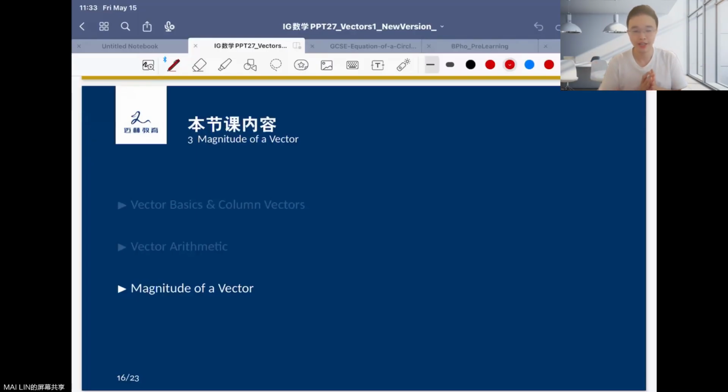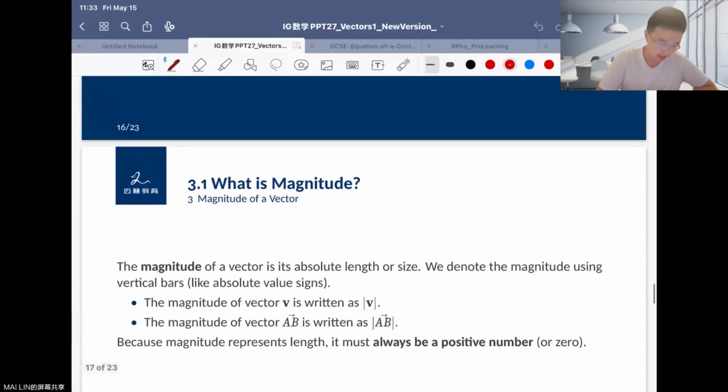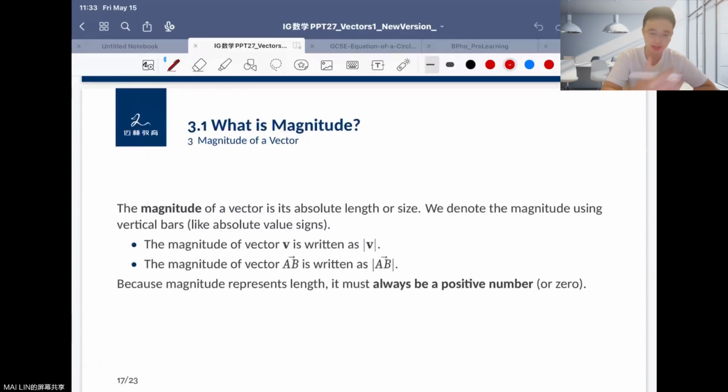Okay, hello guys. Today we are talking about the next part, about the magnitude of a vector. So let's move into the first slide. So what is a magnitude? We can say magnitude is a length.